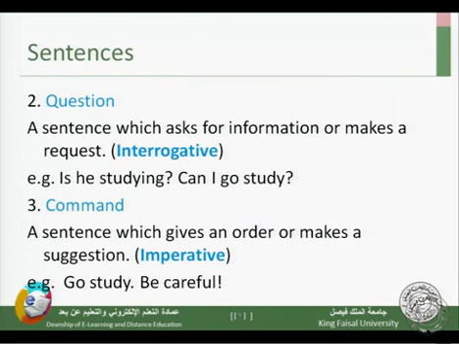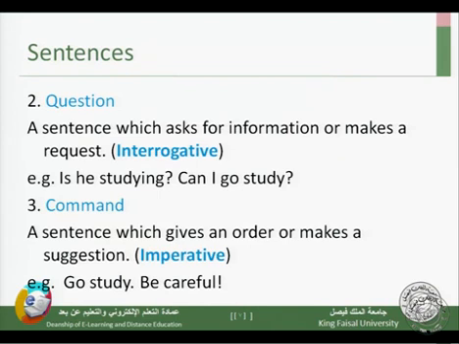We can also say, can I go study? Okay, this is a request. Someone is asking for permission to go study. So this is the other function of the question, making requests. And you notice here we use the modal can to form this question, can I go study?